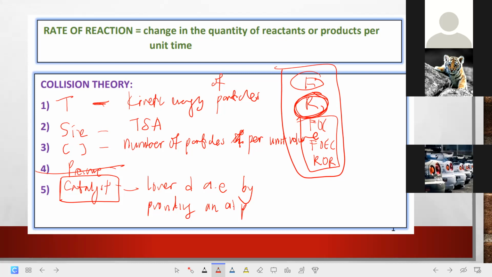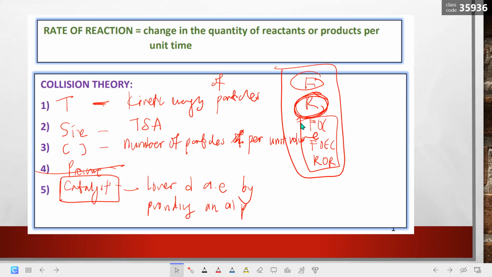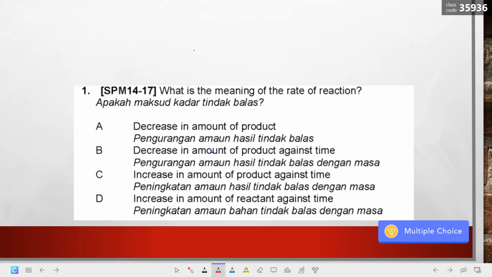Now this is also another very famous question. What is rate of reaction? It's the change in the quantity of reactants or products. It cannot be both. Reactant or products per unit time. Per unit time must be there. If I have no per unit time, no marks as well. Now let's do this.